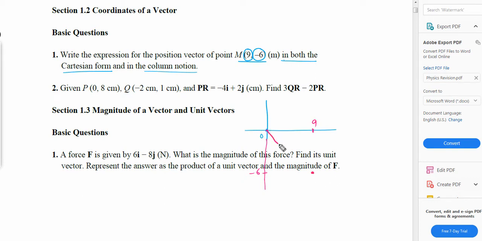We have to write down the position vector for this point. Let's write it in the Cartesian form first. It will be 9i minus 6j, because 9 is the distance traveled in the horizontal direction, represented by the unit vector i, and negative 6 is the distance traveled in the vertical direction, represented by the unit vector j. So this is in the Cartesian form. Now let's see the column notation. In the column notation it's quite simple. You just write 9 and negative 6. This 9 represents the distance traveled in the horizontal direction, and this number tells us the distance traveled in the vertical direction.